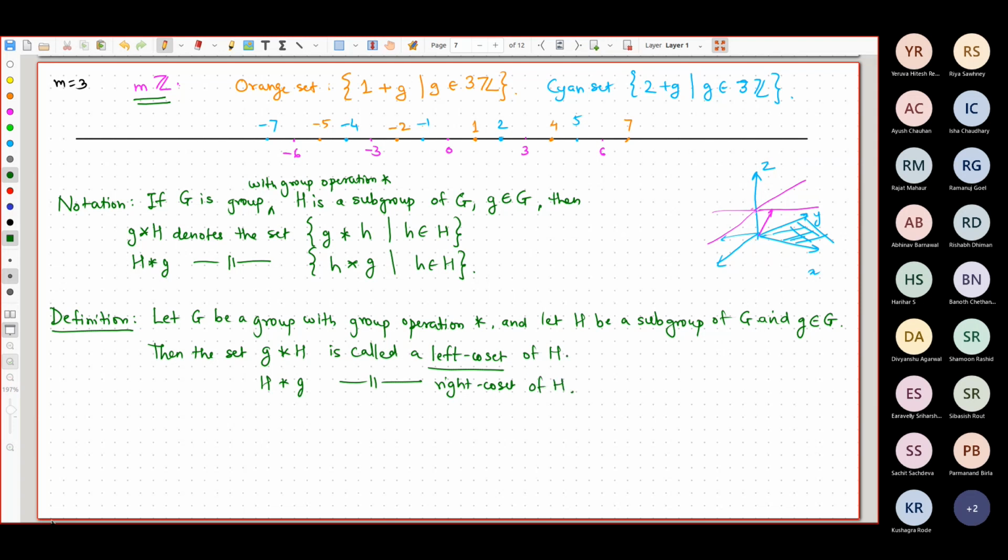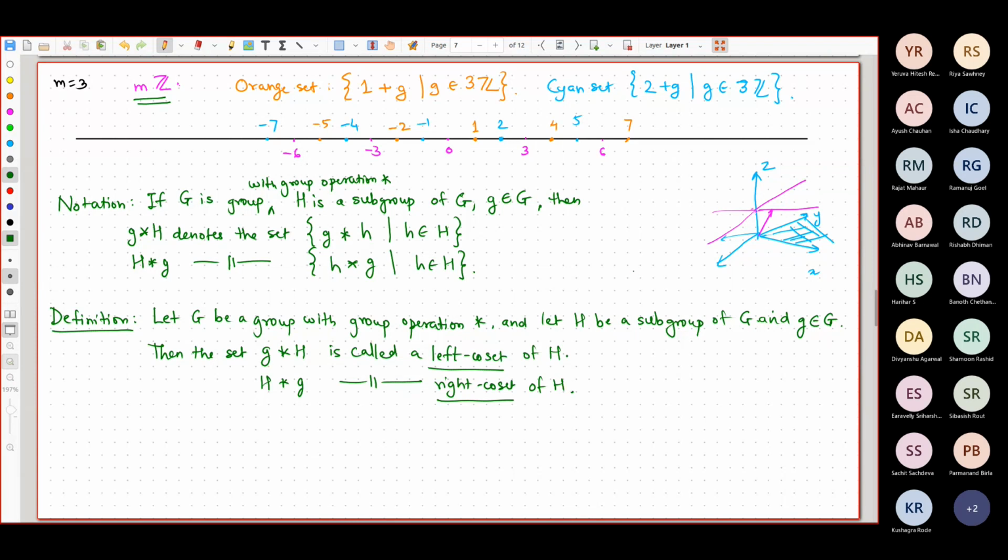Right, so why am I being so strict about calling it a left coset and a right coset? The reason being, this star in general need not be a commutative operation. So we'll see an example of a group which is not commutative, and in which case the left coset is not a right coset, and vice versa. There are cases in which these two notions, left coset and right coset, are two different things.